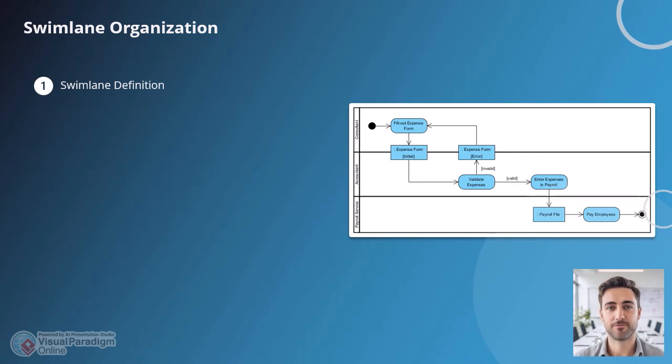Swim lanes are vertical or horizontal partitions that group related activities. They visually separate responsibilities, making it clear who performs each specific task.